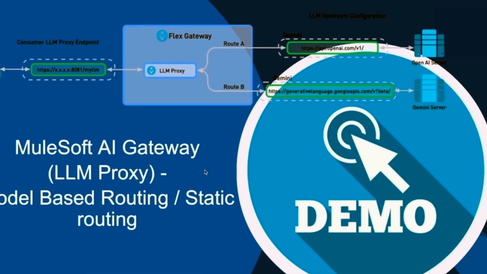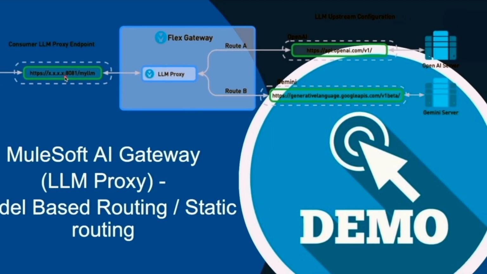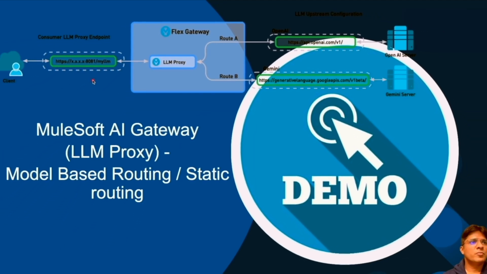Before jumping onto the AnyPoint platform, I'll quickly explain how this implementation looks. So we'll deploy all LLM proxy on our large Flex gateway where I'll configure two different routes. First route will go to OpenAI LLM and second will go to Google Gemini LLM. We'll get a single endpoint. That endpoint will consume from multiple consumers.